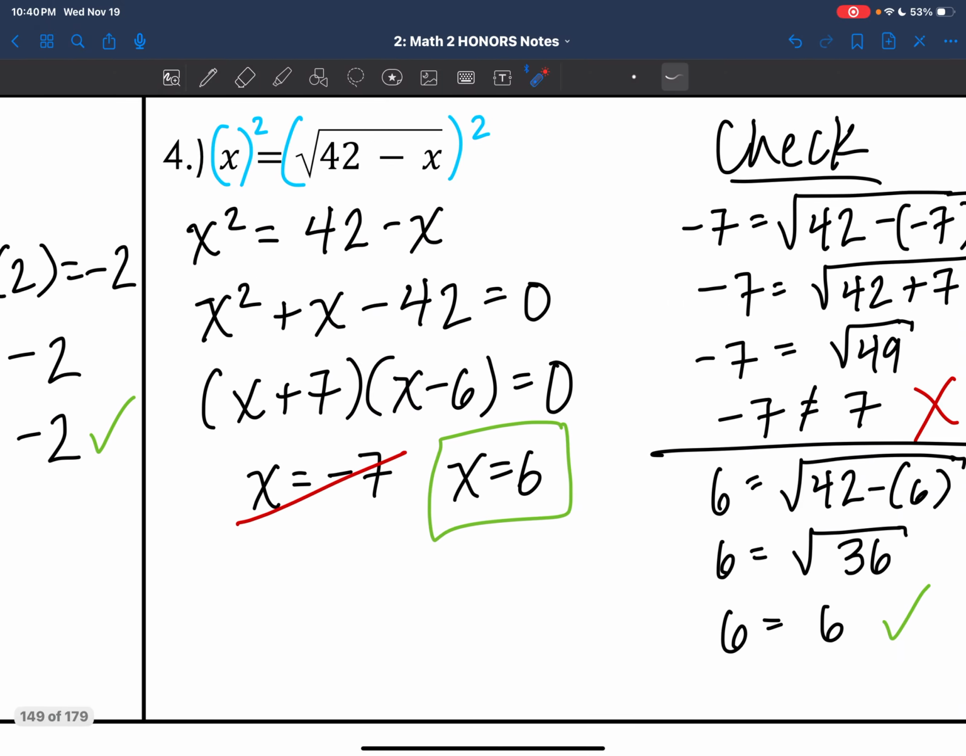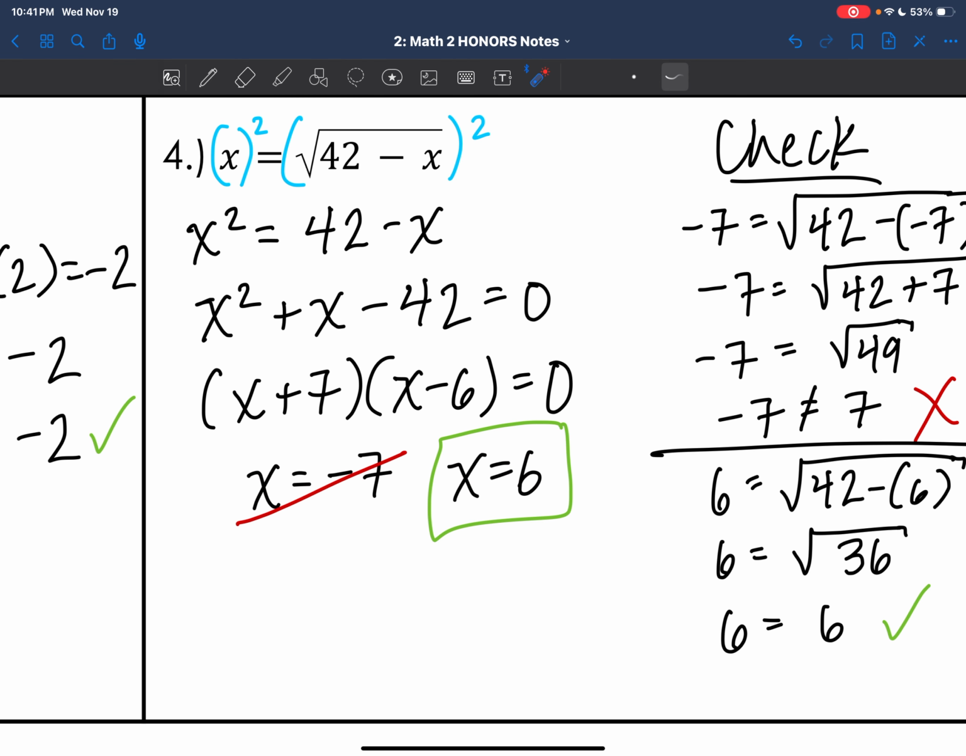But here, since you have an x squared and an x, you have to set it equal to 0 to solve. So you're going to move everything to the other side by subtracting 42 and adding x. And that's what you got here to move it over here. Set it equal to 0. And then go ahead, factor this however you like. And I got x plus 7 and x minus 6 equals 0. Set them both equal to 0. So I got x equals negative 7 and x equals 6.